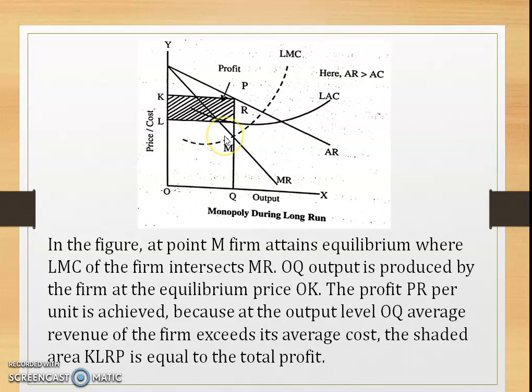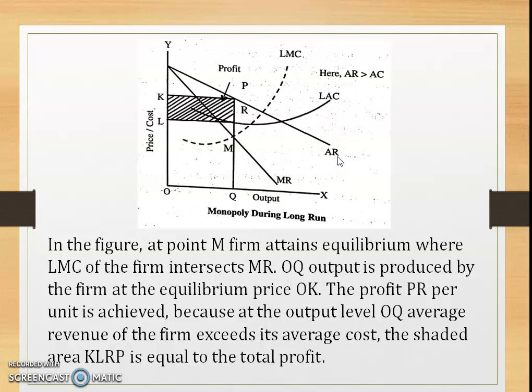Let's see the graph in detail. I'll explain it in detail. On the x-axis, it is quantity or output. The y-axis is price or cost. Here AR is equal to MR, and look here. This is AR, that is the demand curve, and MR, that is the marginal revenue. AR is the average revenue.